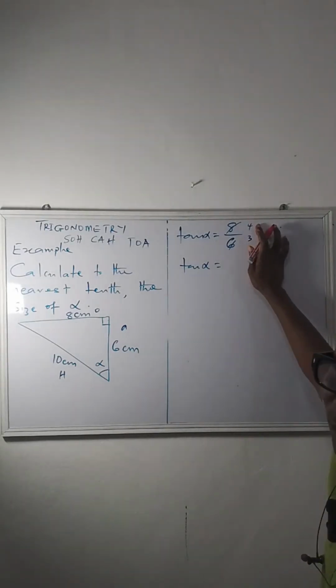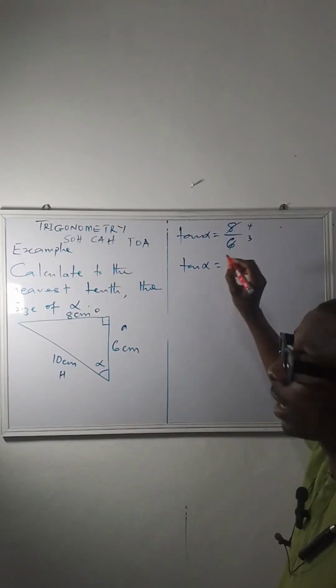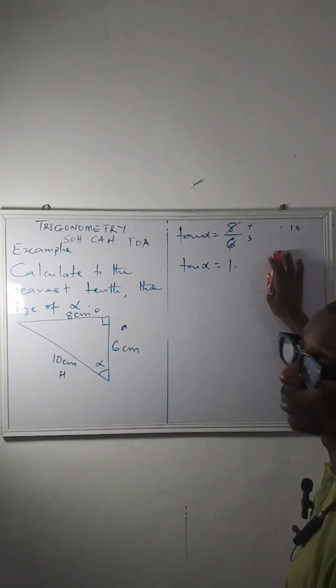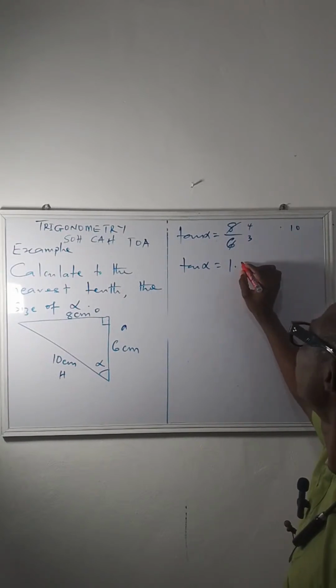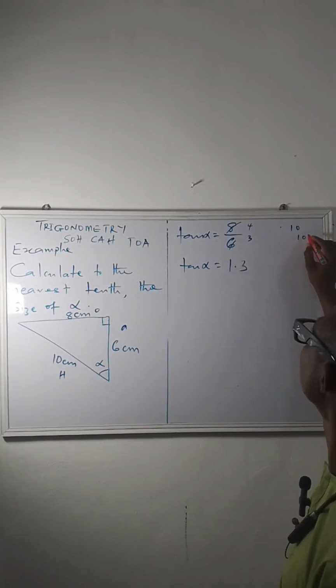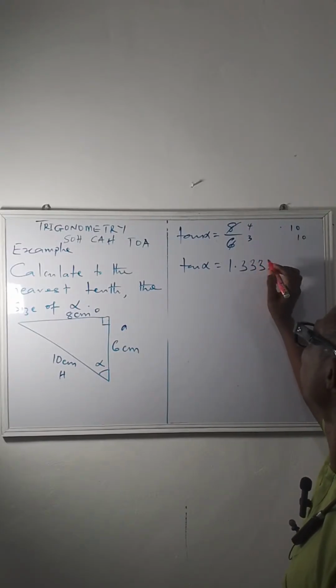How many 3s are you going to see in 4? That is 1, and it remains 1. So you put 0 at the back of the remainder, and you have 10. 3 goes into 10 three times, remainder 1. So you put 0 at the back of the remainder again, and you'll be having multiples of 3.